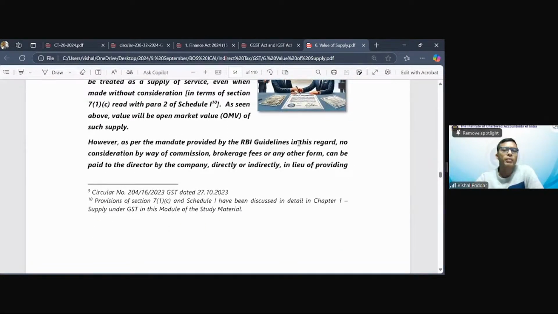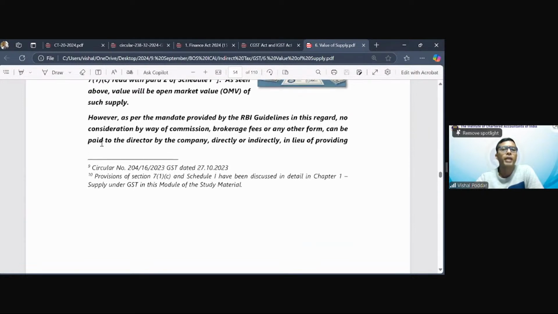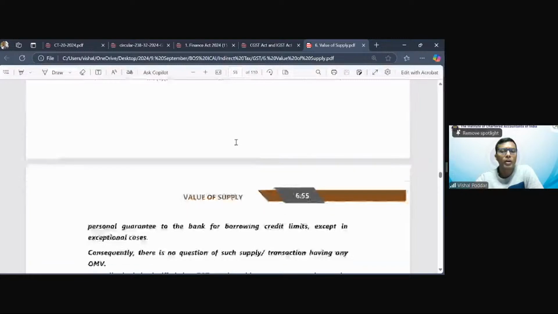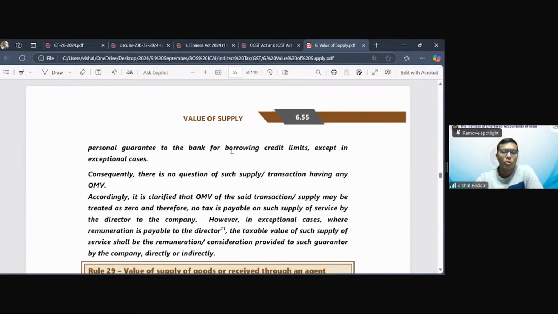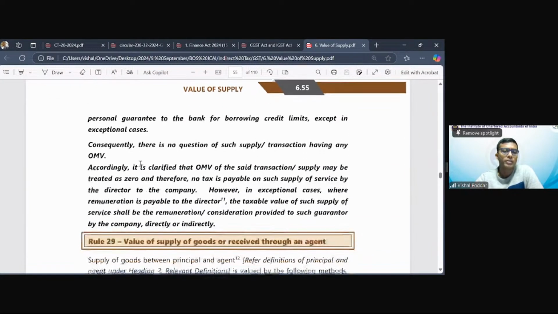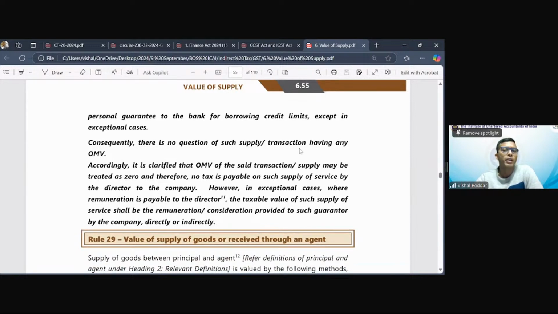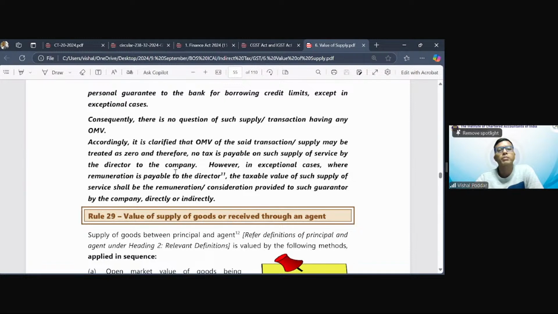However, as per mandate provided by RBI guidelines in this regard, no consideration by way of commission, brokerage, fees, or any other form can be paid to the director by the company directly or indirectly in lieu of providing personal guarantee to the bank for borrowing credit, except in exceptional cases. Consequently, there is no question of such supply transaction having any OMV. Accordingly, it is clarified that OMV of the said supply transaction may be treated as zero and therefore no tax is payable on supply of service by the director to the company. However, in exceptional cases where remuneration is payable to the director, the taxable value of such supply shall be the remuneration consideration payable to such guarantor by the company directly or indirectly.